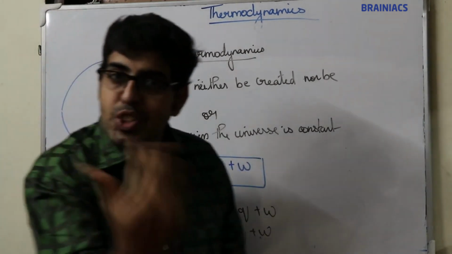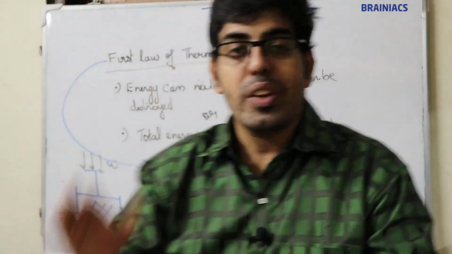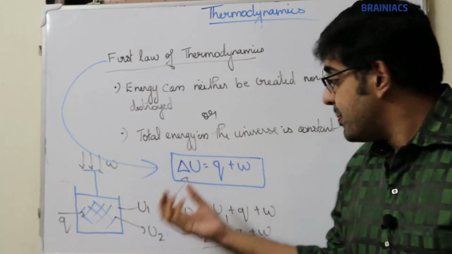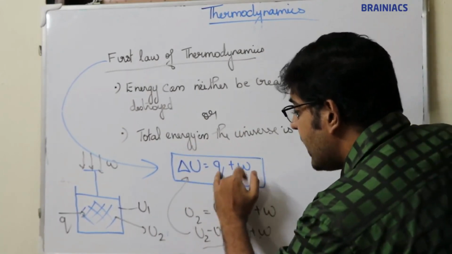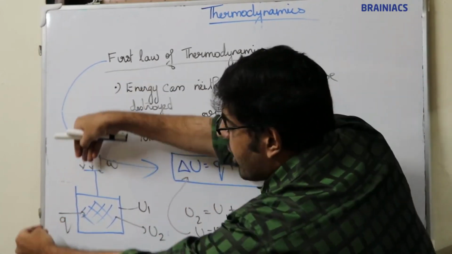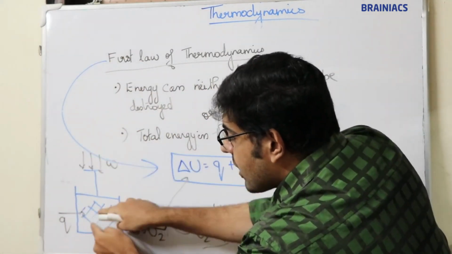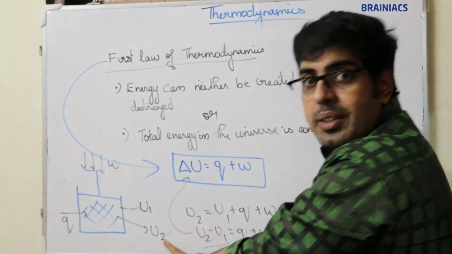That means energy can neither be created nor be destroyed. It can be transferred from one form to another. This equation shows that heat energy and work energy, these two forms of energy, are converted to internal energy.